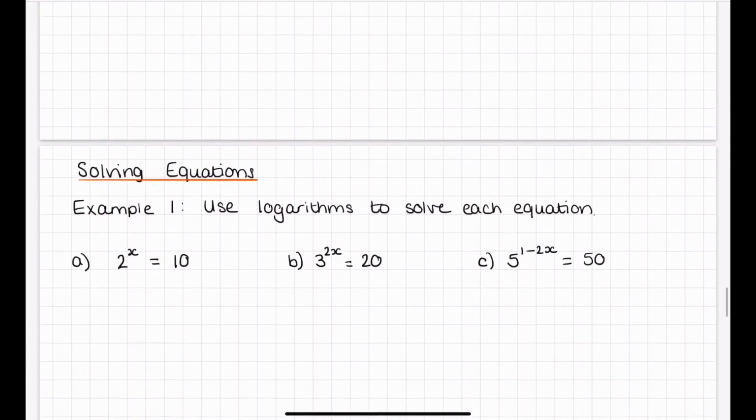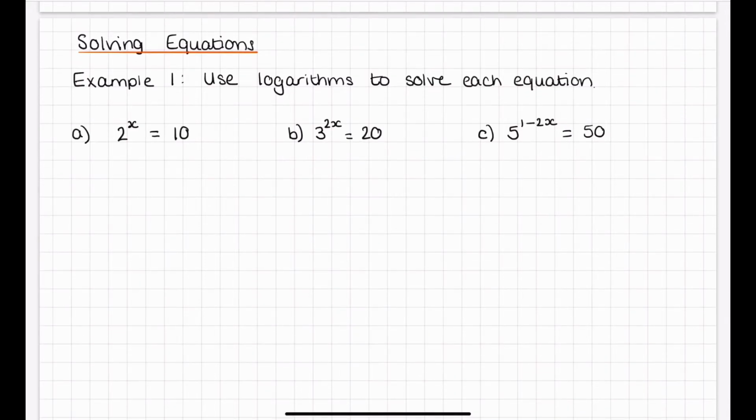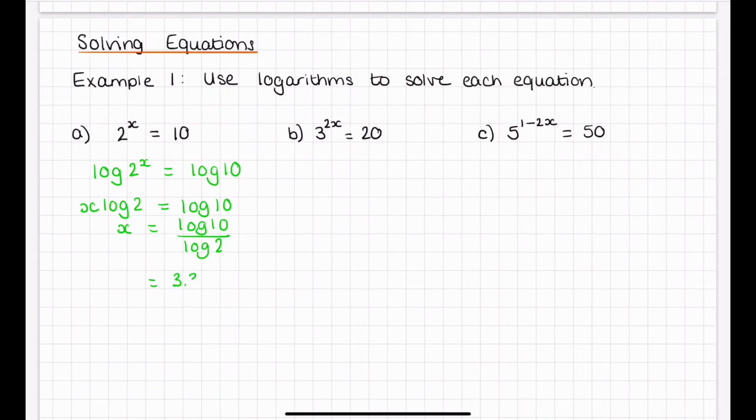Now the next part we're going to do is solving log and exponential equations. We're just going to go straight into this. The first one, we've got 2 to the power of x equals 10. If we're going to solve this using logs, because that's what the question asks us to do, we're going to take the log of both sides. So log 2^x equals log 10. Now the x is a power, which means we can bring it down the front, so it'll be x log 2 equals log 10, and then x equals log 10 divided by log 2. Put that in your calculator and you'll get 3.32.